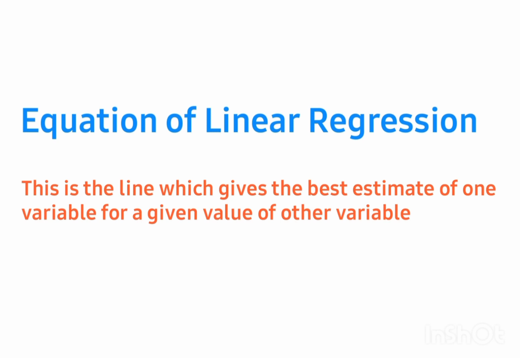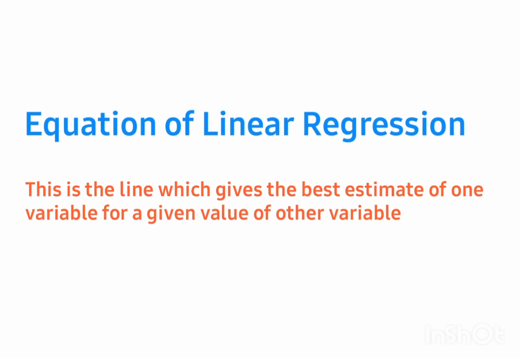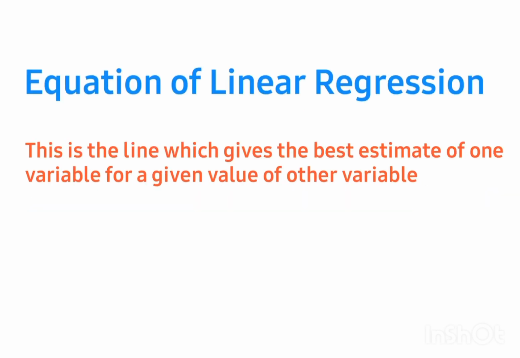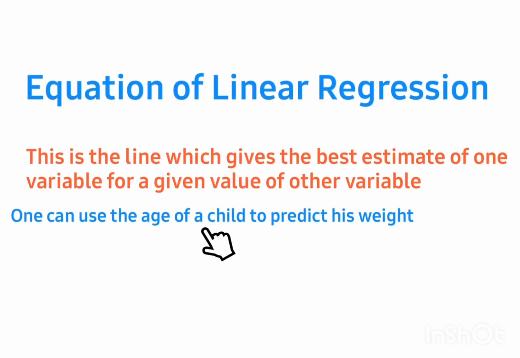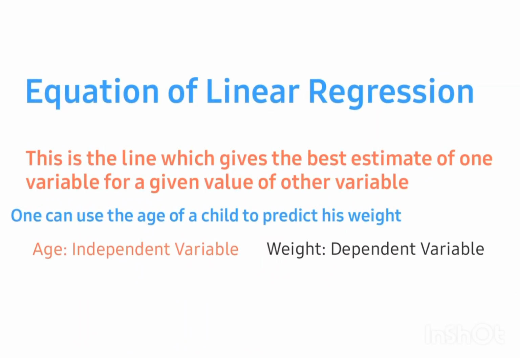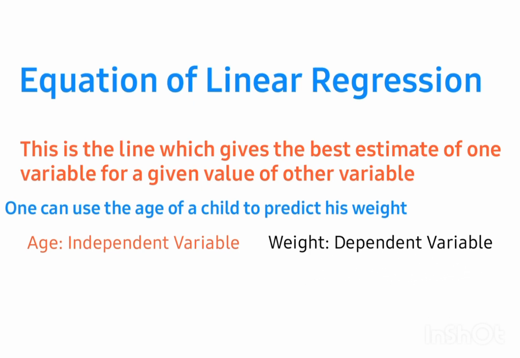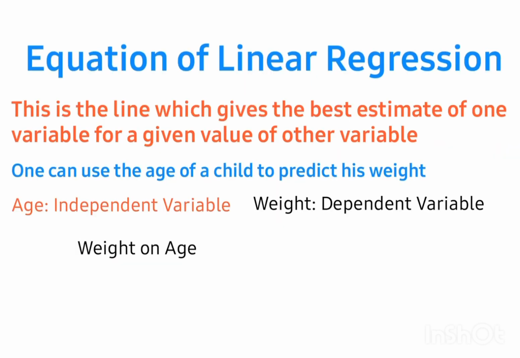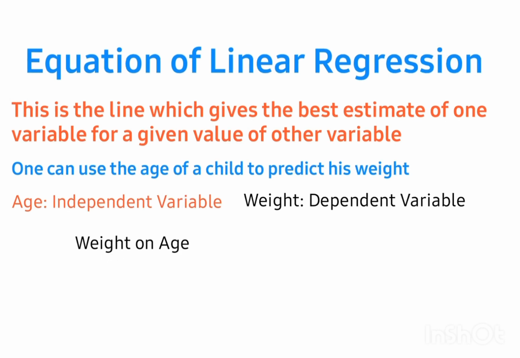The equation of linear regression is the line which gives the best estimate of one variable for a given value of the other variable. Remember, we did say regression is basically used for making predictions, or estimates. For example, one can use the age of a child to predict or estimate his weight. So age here is the independent variable, while weight is the dependent variable. That's to say that the weight of a child depends on age. And then we call the regression of this nature the regression of weight on age. And so we use the age of a child to predict the weight.